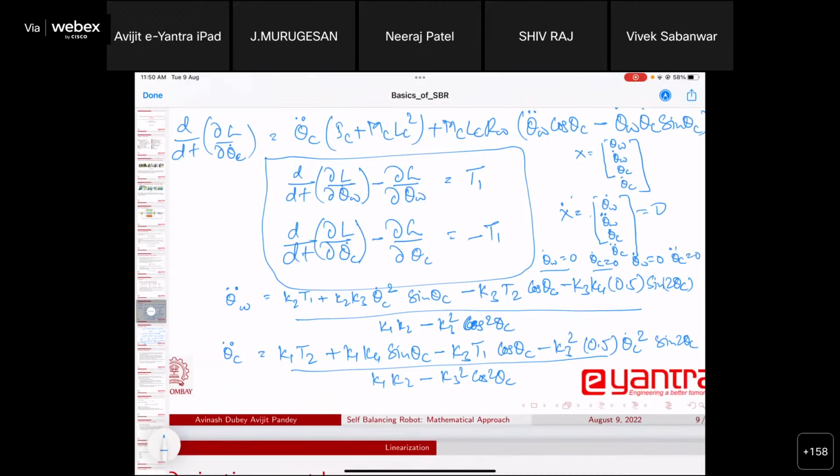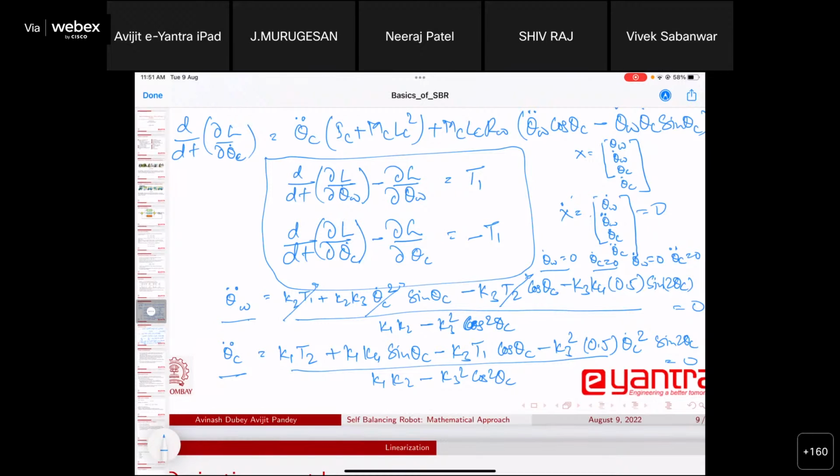Theta W dot equals 0 and theta C dot equals 0 are very straightforward. For theta W double dot equals 0 and theta C double dot equals 0, you will have to equate these equations to 0. One more thing in finding the equilibrium point is that the input should be 0, otherwise it will not remain at that equilibrium point. So T1 becomes 0, T2 becomes 0. Since theta C dot equals 0, this also becomes 0. So what remains in theta W double dot? K3 K4 into 0.5 into sine 2 theta C.